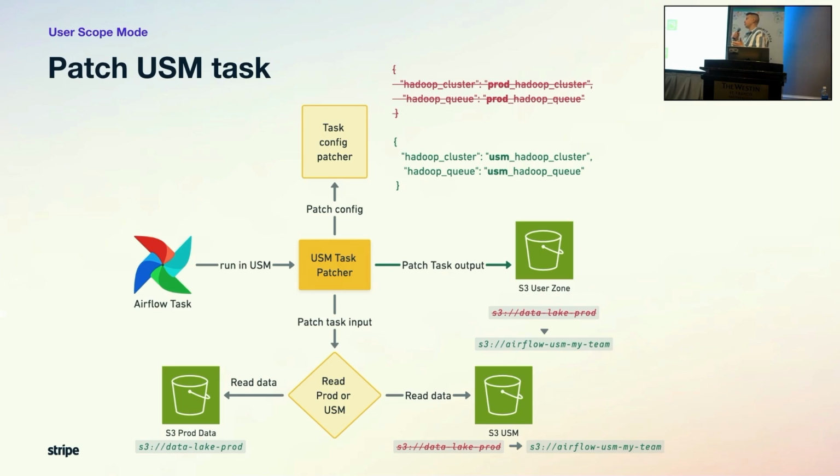By default, it is going to use production input, the production data, on read. However, if the user is running a sequence of tasks, it will use USM environment data on S3 from the previous task, from the set of tasks the user is running. The same applies for the different task configuration. For instance, we're going to update the Hadoop cluster and the queues in order not to use the production ones and not affect production workloads, but instead the user's task will run on specific user environment Hadoop clusters.